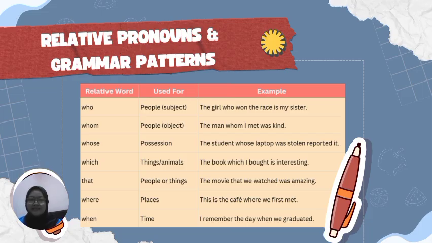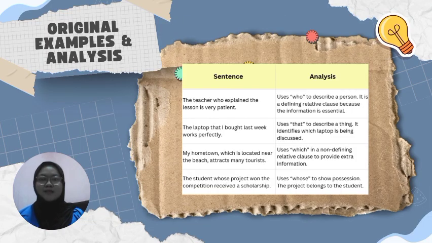Where refers to places. This is the school where I studied. When refers to time. I still remember the day when we first met. Choosing the correct relative pronoun is important because each one has a different function. Now let's look at some original examples and analyze them.